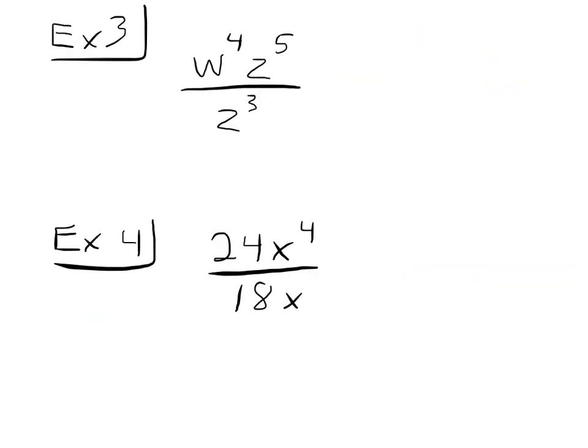Okay, this one, w. Are there any w's on the bottom to subtract the exponents? And the answer is no. For right now, though, I want you to show what we actually do. So this is w to the 4th, minus, are there any w's in the denominator? And the answer is no. Just show minus 0. There are no w's down there. But z, we do have 5 minus 3.